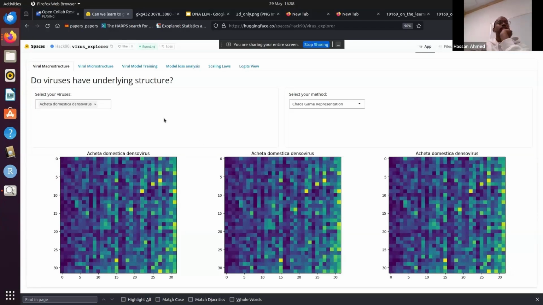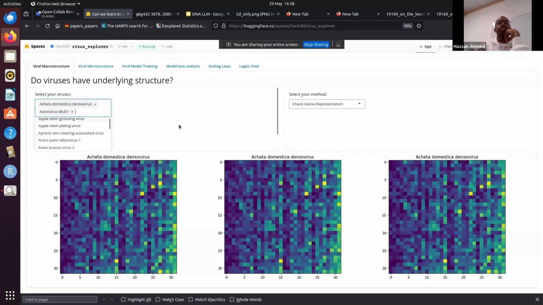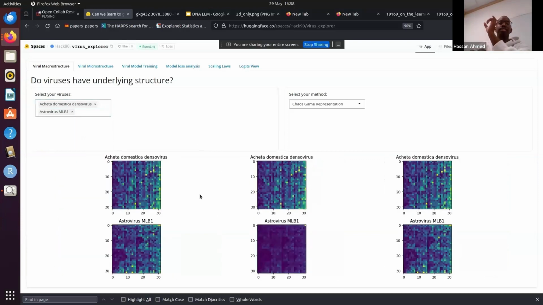What you'll notice is that on its own, it looks a bit chaotic, but if you compare it with a different virus, you'll see that the other virus has a completely different shape. So the astrovirus has a different set of k-mers to the Acta domestica densovirus.